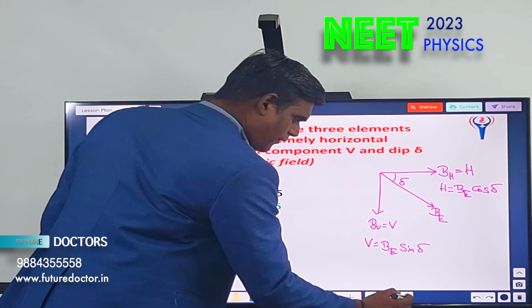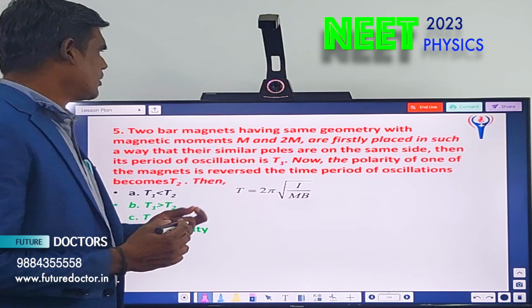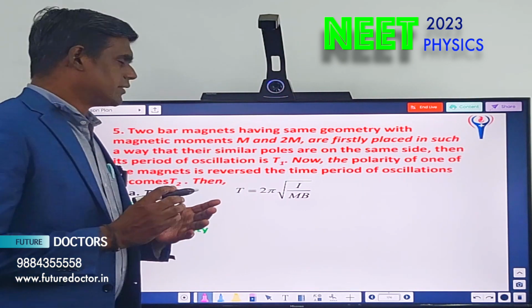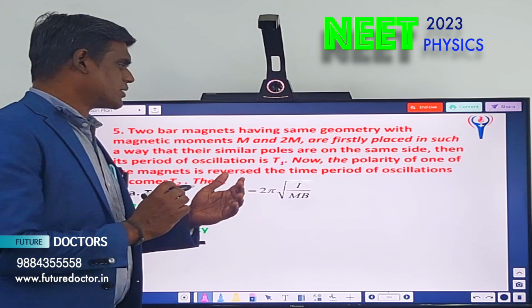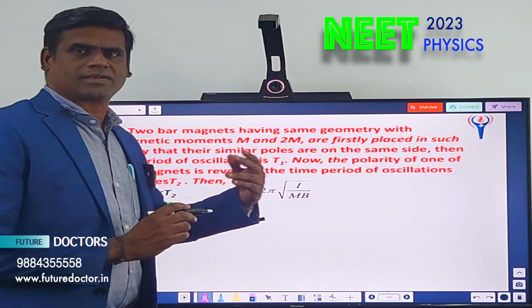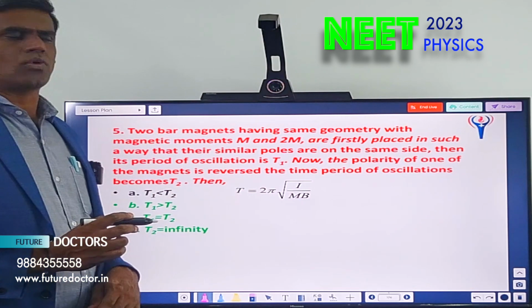Let's move to question number 5. Two bar magnets having the same geometry with magnetic moments M and 2M are first placed in such a way that the similar poles are on the same side. Then its period of oscillation is T1. Now the polarity of one of the magnets is reversed, and the time period of oscillation is T2. Then you want to compare T1 and T2.